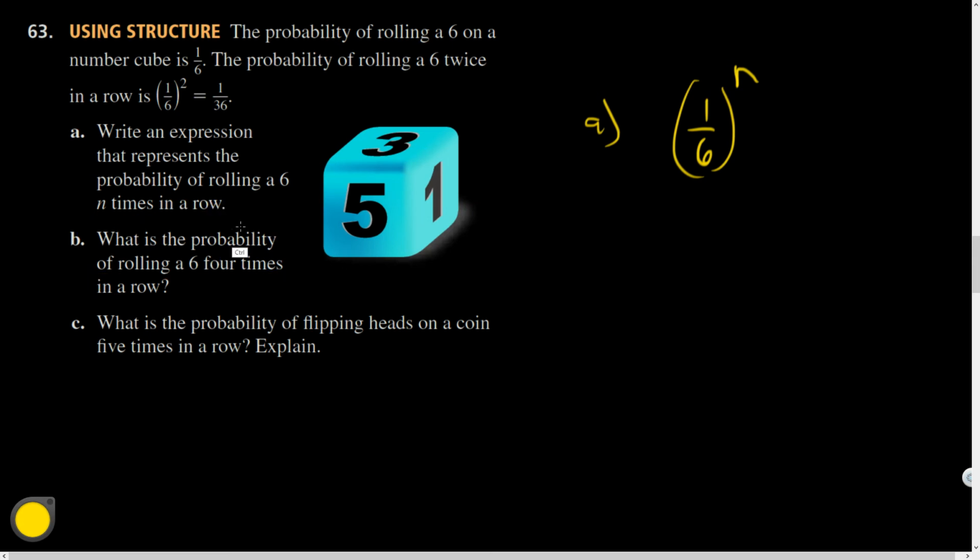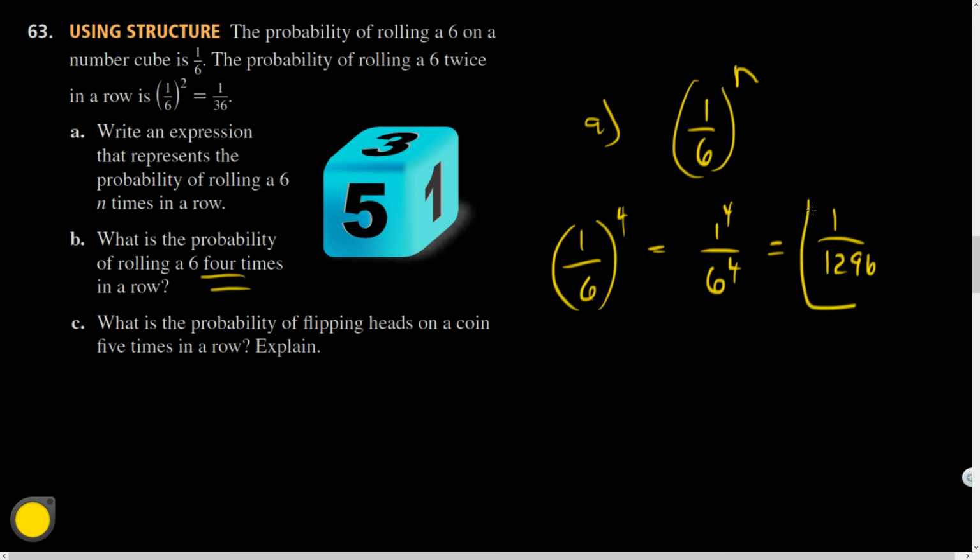So what's the probability of rolling a 6 4 times in a row? That would be 1 over 6 to the 4th, which is 1 to the 4th over 6 to the 4th. 1 to the 4th, that's real easy, 1. And 6 to the 4th, what? 1296. So 1 over 1296. So that's one way you could write it.